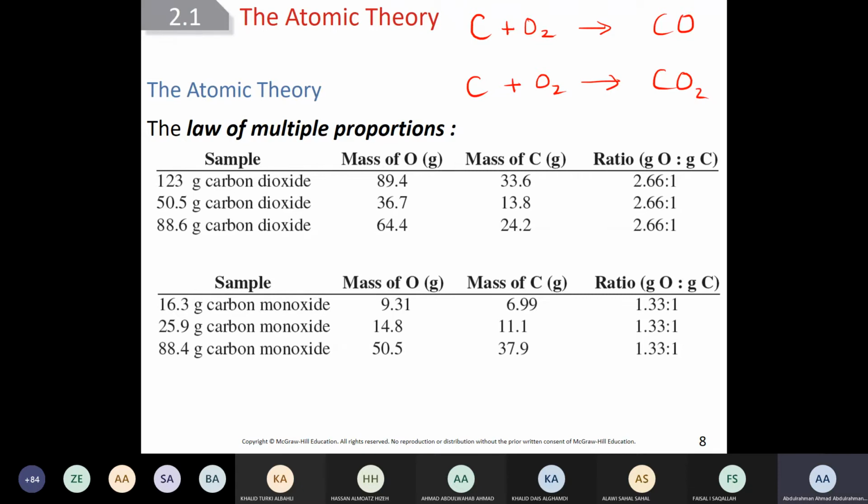We don't have to balance it. Don't worry about the balancing. Are CO and CO2 the same compound? No, of course not. What's the property of CO2?